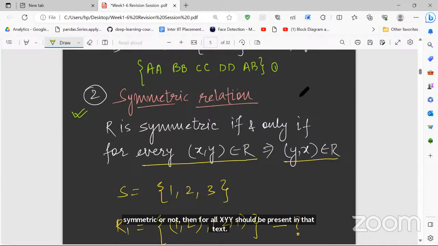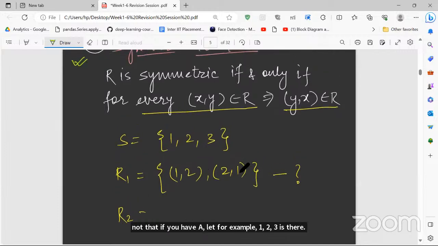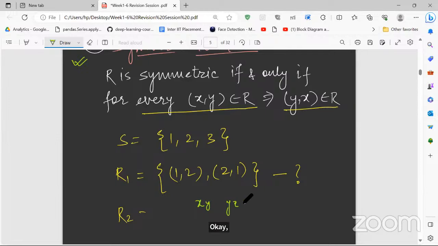It's not that if you have, for example, set {1, 2, 3} and relation R with (1, 2) and (2, 1), is this a symmetric relation or not? Yes, sir, it is a symmetric relation. Because for every (x, y) belonging to R, it's not saying anything about S. For any (x, y), (y, x) should be present. This is the condition asked for. Is this clear to everyone?